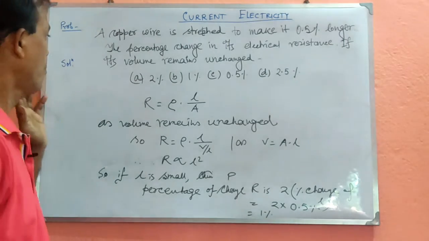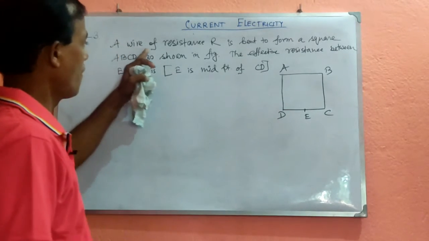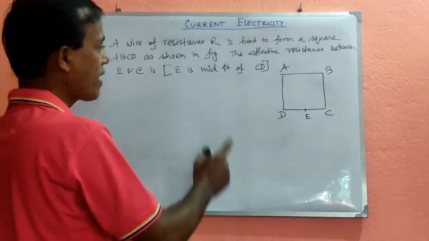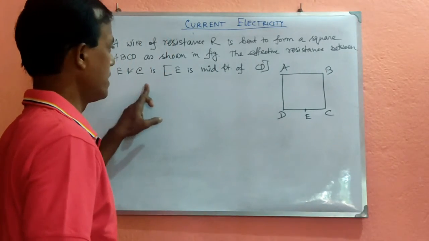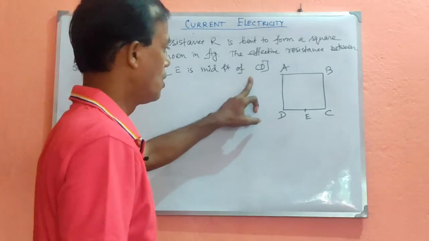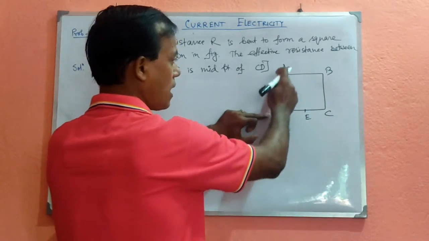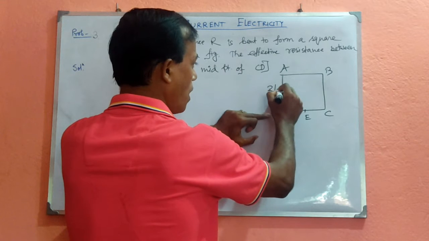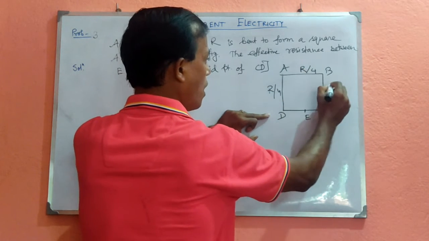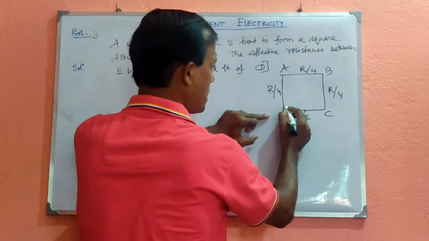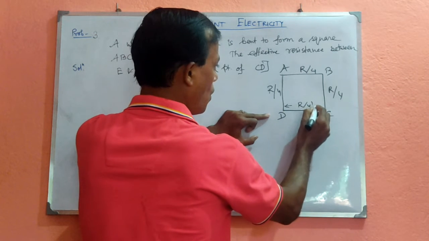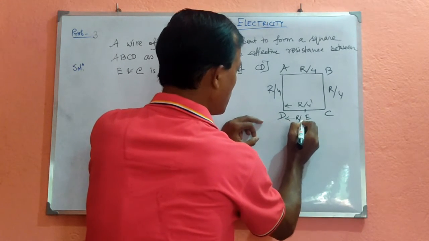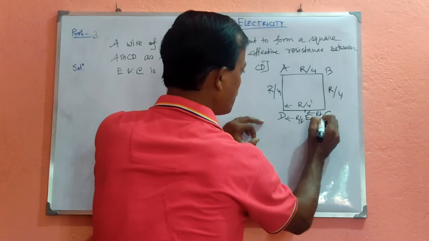Now let's go with problem number 3. A wire of resistance R is bent to form a square ABCD as shown in figure. The effective resistance between E and C is, where E is the midpoint of CD. So the total resistance is R. Now the R is divided into 4 equal parts like this: R by 4, R by 4, R by 4, and the fourth DC R by 4.